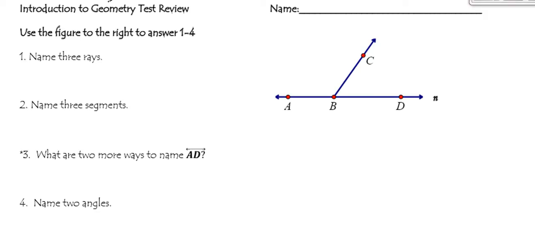Okay, this is the final test review before your big test, which I know you all will succeed very well on. All right, number 3, we want what are 2 more ways to name line AD.